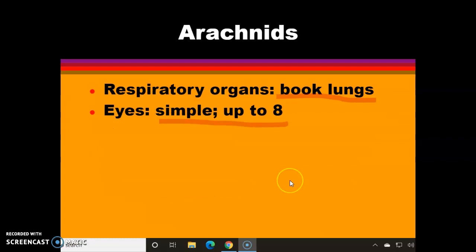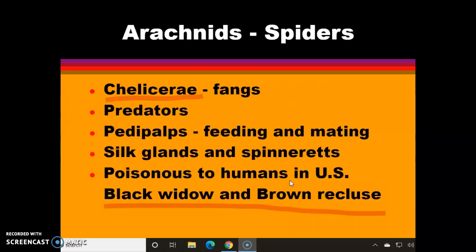They have these things called book lungs. They look like a stack of books in the library. And their eyes are simple, but they have up to 8 different eyes. So they can look at a lot of different things at once. And they have these fangs called chelicerae. And we know about that if you've ever had a spider bite. They have these neat little silk glands and spinnerets.